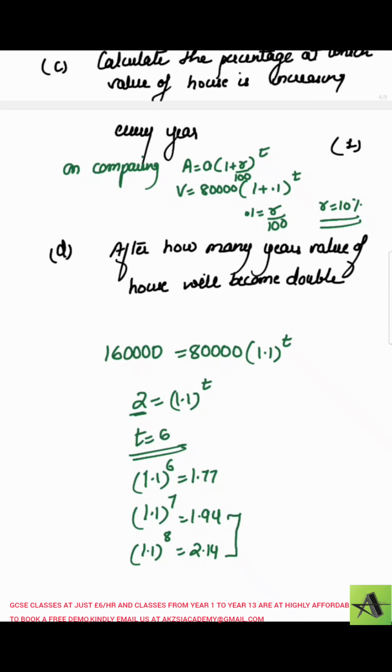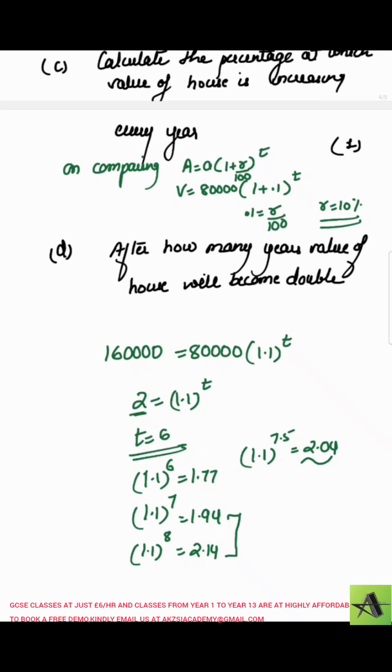So we can use 7.5 as well. Let's see whether 7.5 will give me a more accurate answer or not. So 1.1 to the power of 7.5 will give me 2.04, which is, yes, approximately equal to 2, right? That means approximately after 7.5 years, the value of the house will become double.